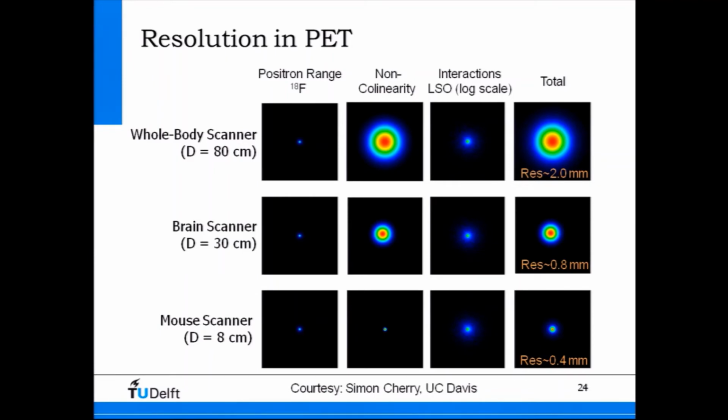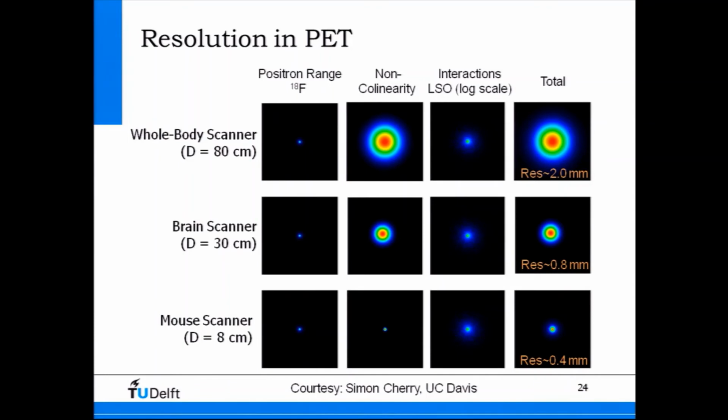Now if you would make a smaller scanner, let's say with a diameter of about 30 centimeters, which could be a brain scanner, then you will see that that error gets a lot smaller, and you might be able to get sub-millimeter resolution. And if you want to image a mouse, it makes sense to make your scanner even smaller in radius, and then this non-collinearity contribution can be made very small. And what you will see is that at that point, actually the interactions in the crystals will start to become the dominating factor in the resolution. But in principle, it should also be possible, according to Simon, to get resolutions better than about half a millimeter, based on this theoretical analysis.